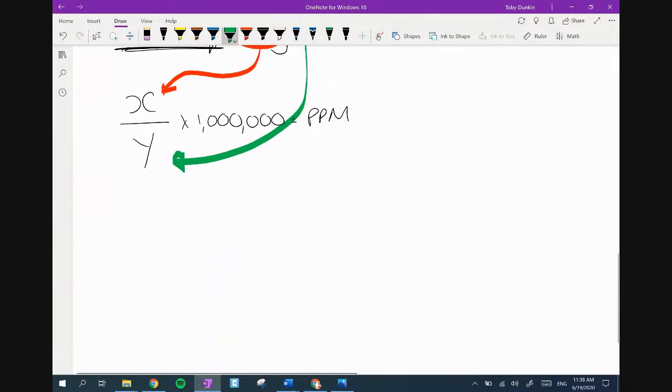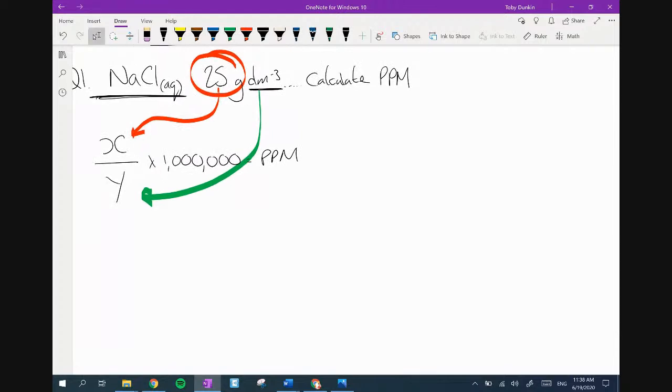Now, at this point, students then make the error, because they forget the units problem. What they now do is go, therefore, I can go 25 over. Now, I need Y to also be in grams. I can't leave it as a liter. The units aren't the same. So what I must now do is convert.